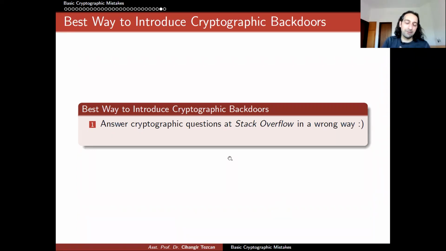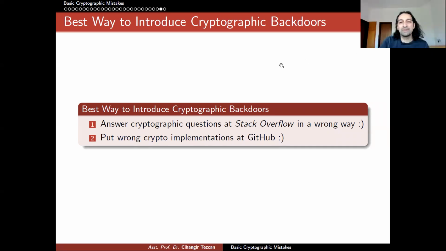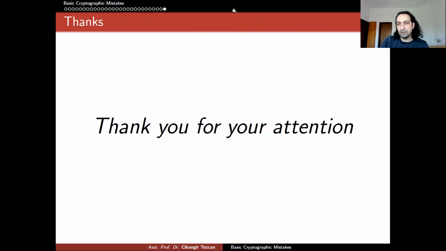This actually gives a very good idea for hackers. These two are the best ways to introduce cryptographic backdoors. There's a web page called Stack Overflow where people ask technical questions, and most of the time people ask cryptographic questions. If you answer them in a wrong way, you can introduce a backdoor to those implementations. Or more subtly, you can put wrong crypto implementations on GitHub because people don't bother, and just take it from there and use your code. This way you can introduce backdoors to cryptographic implementations.